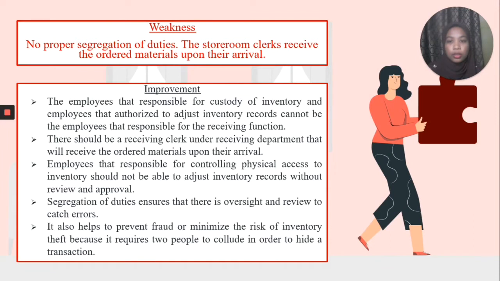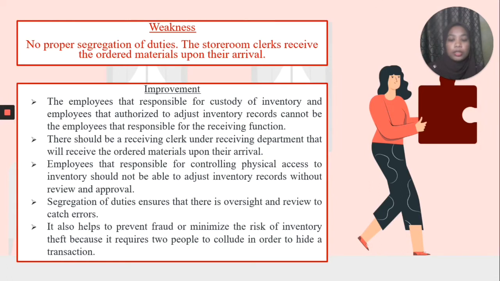The third weakness, referring to the last bullet in the question, is that there is no proper segregation of duties. The storeroom clerks receive the ordered materials upon their arrival. The improvement that can be made here: the employees that are responsible for custody of inventory and employees that are authorized to adjust inventory records cannot be the employees that are responsible for the receiving function. There should be a receiving clerk under the receiving department that will receive the ordered materials upon their arrival.